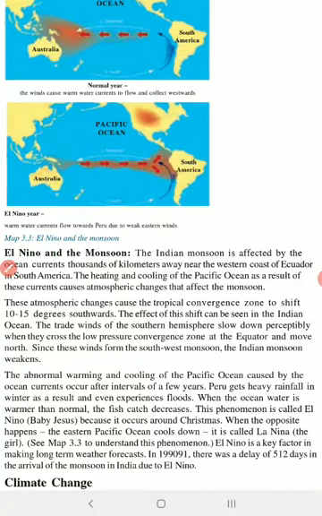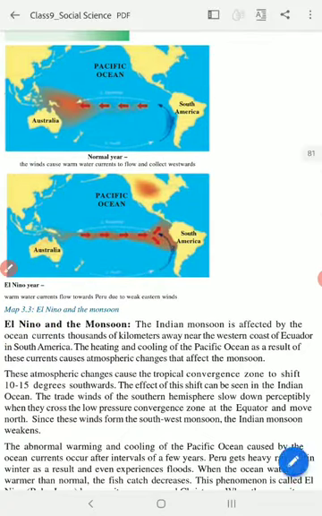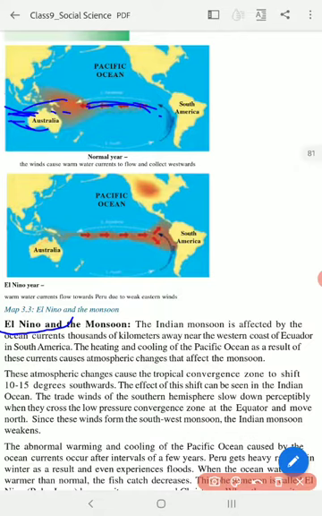It is this that creates the change of the wind pattern. So it's El Nino that creates a wind pattern that blows across the ocean, and then we get the southwest monsoon. So El Nino is very, very important.